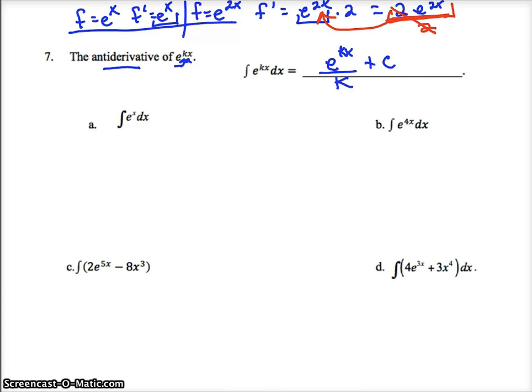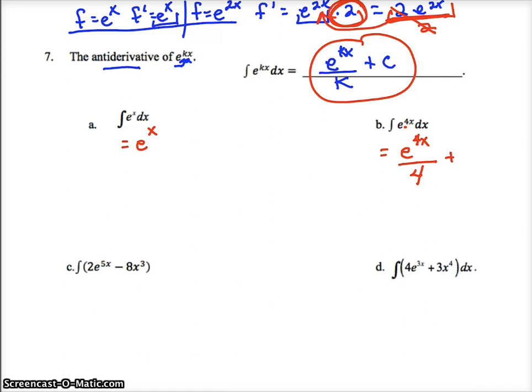So let's take a look at A. Find the antiderivative of e to the x dx, and our antiderivative is e to the x. So if the derivative of e to the x is itself, that's its antiderivative. But in B, it's a little more complicated because x has a coefficient other than 1. So we'll follow this rule. So the antiderivative is e to the 4x. And now we must divide by 4 because we're working backwards. So instead of multiplying using the chain rule, we will go backwards and divide by that coefficient of x, then plus c.